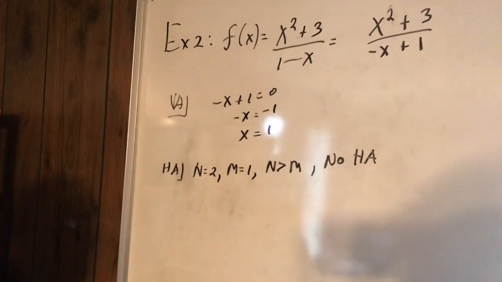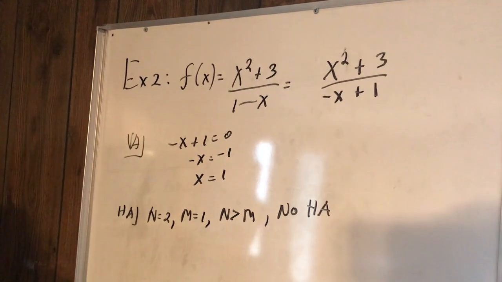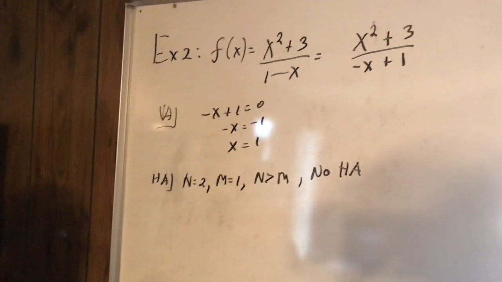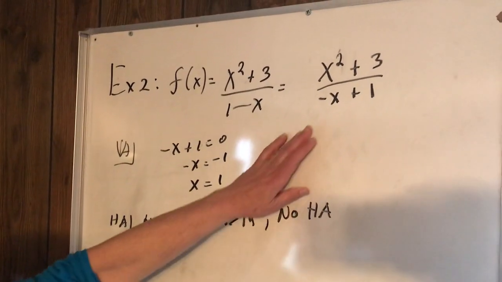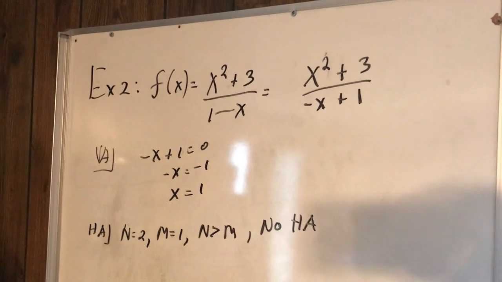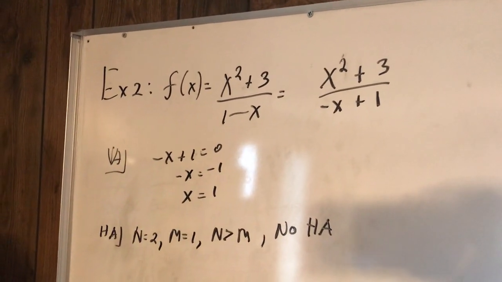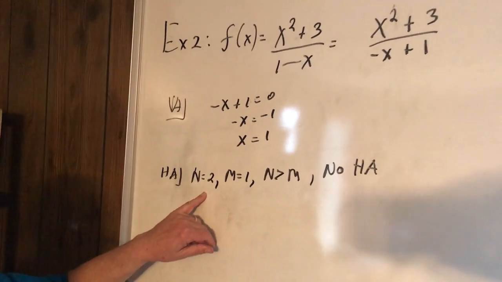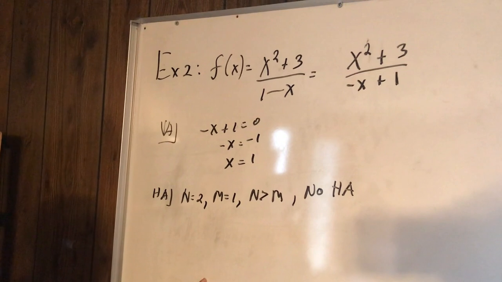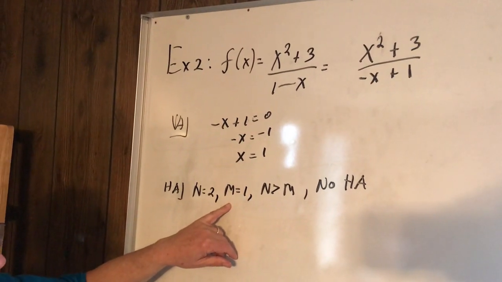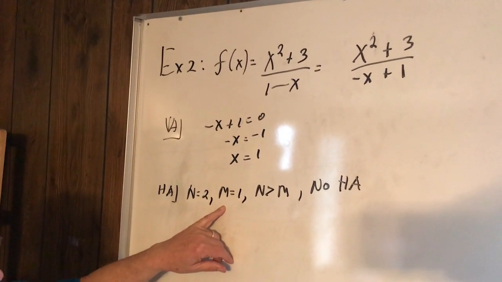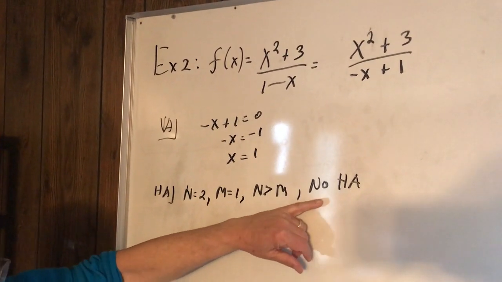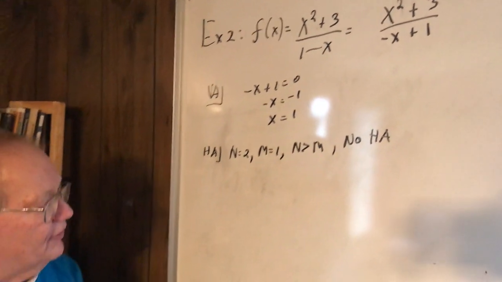We're back to asymptotes, and we're doing rational functions. The rational function we're dealing with is x squared plus 3 in the numerator and 1 minus x in the denominator. Notice I've turned it around to minus x plus 1 so we could look at the n and the m's. The n here is 2, which is the power of the first term in the numerator, and the m is 1, which is the power of the first term in the denominator. So in this case, n is greater than m. With our rules, there are no horizontal asymptotes.